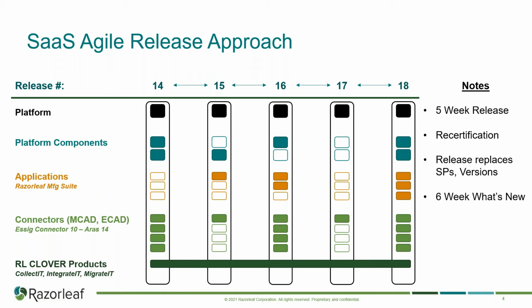So those are constantly monitored. And what we're really looking at is the Aras Innovator API or your ERP CRM APIs. So I would say that whereas new features and functionality for the applications and the connectors will come out with the release structure, I think Clover, whether it be collect it, integrate it, migrate it, will all still continue to develop with those APIs sort of along the path.